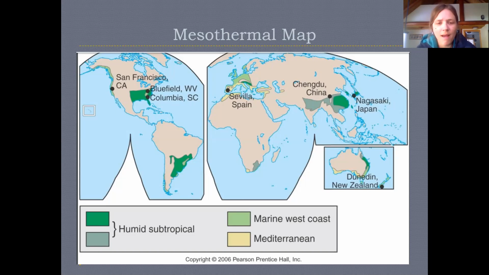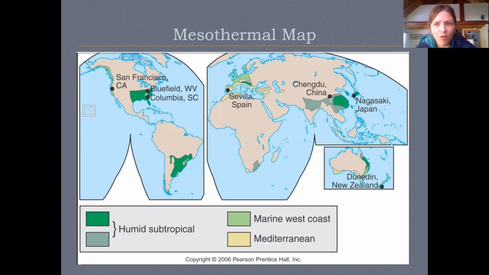Unfortunately, this map does not have latitude on it, but I can tell you these are all about 40-degree latitude. And then the darker green areas are usually shown on a particular coast of continents. So think about that, which is different than the Mediterranean climates and the marine west coast climates, which are usually shown on the opposite coast of continents, right?